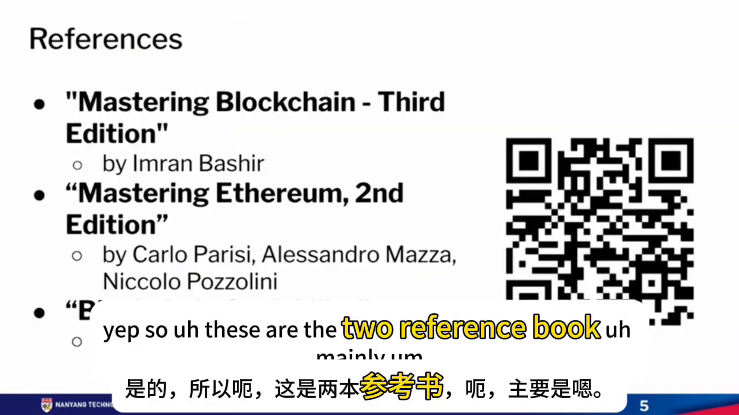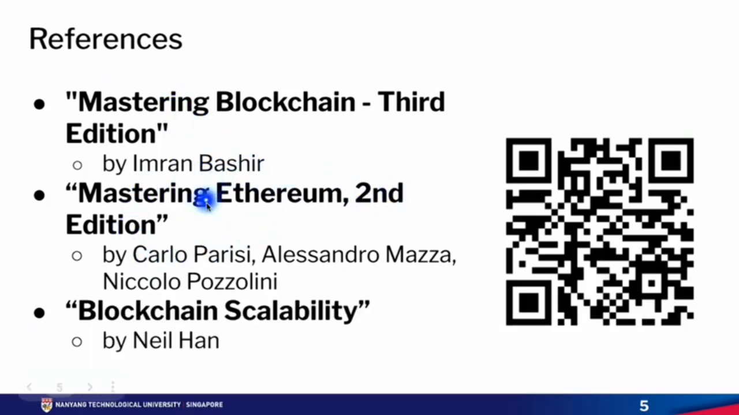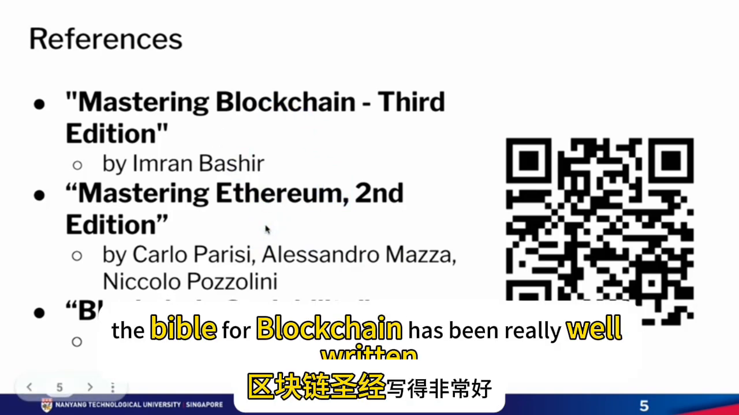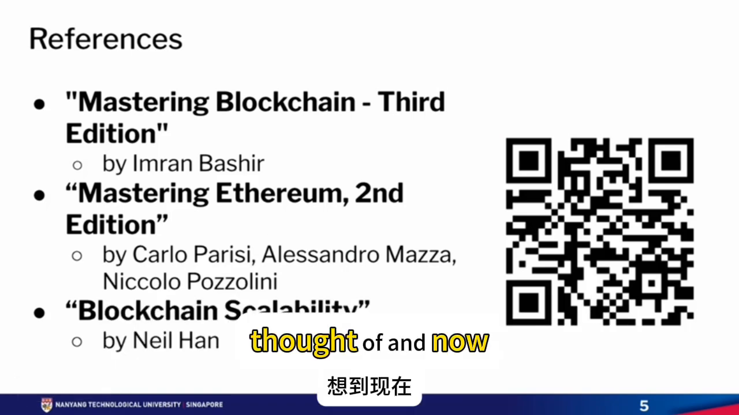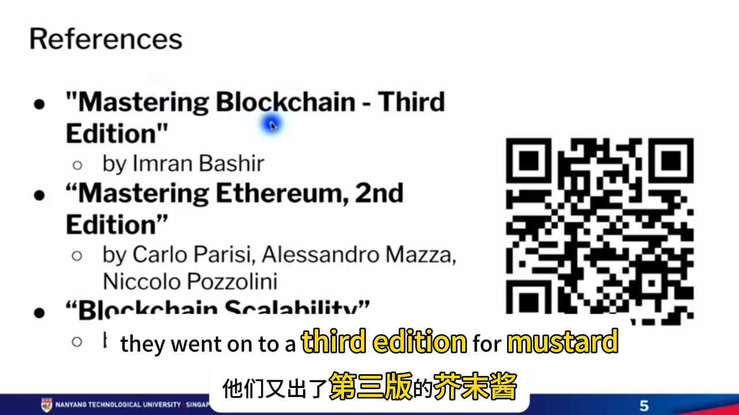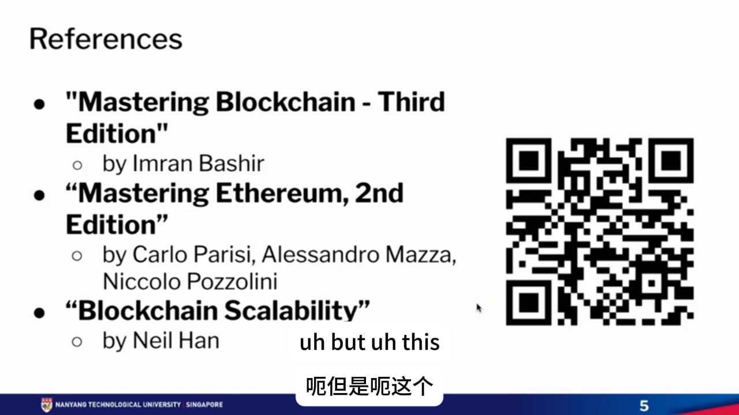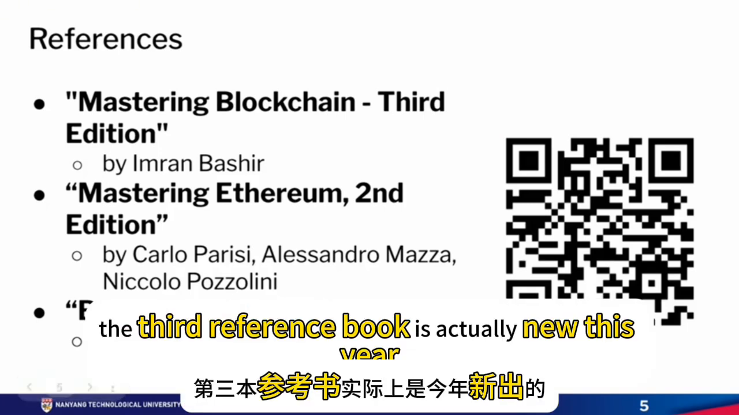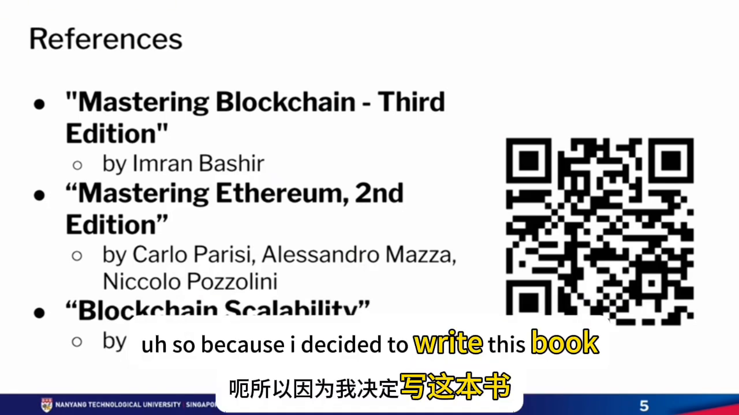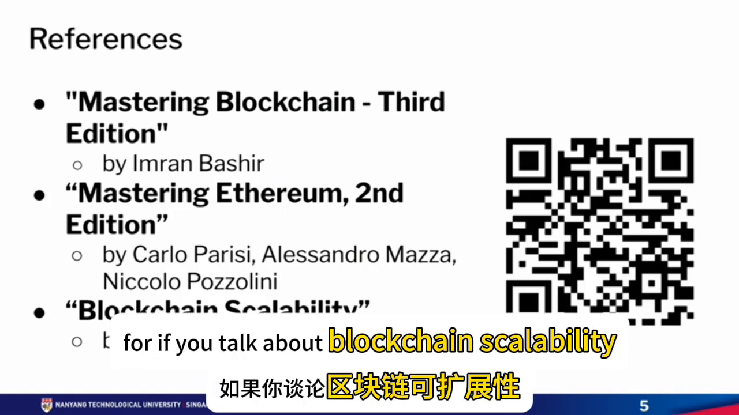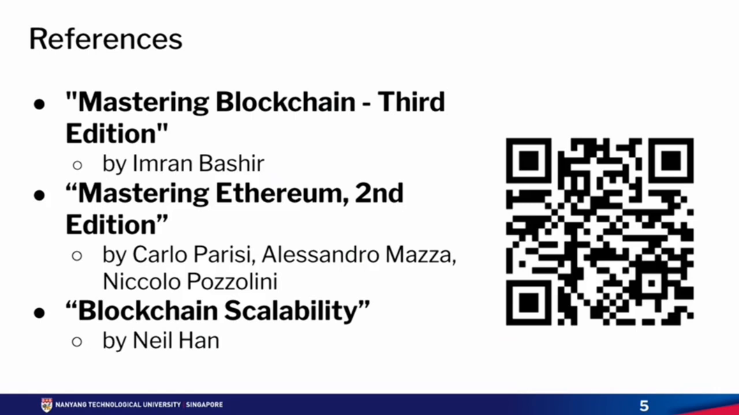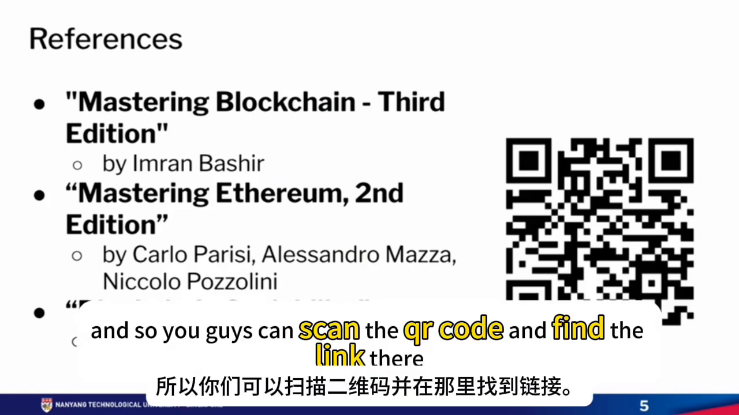These are the two main reference books. This has really been the Bible for blockchain. It has been really well written and thought out, and they've now gone on to the third edition of Mastering Blockchain and the second edition of Mastering Ethereum. The third reference book is new this year. I decided to write this book because there's no reference book at all if you talk about blockchain scalability. You can scan the QR code and find the link there.